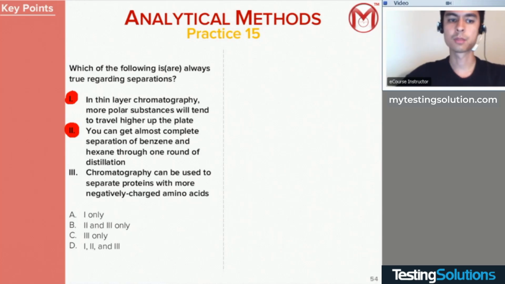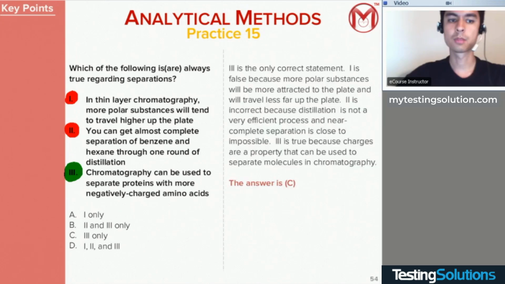3, chromatography can be used to separate proteins with more negatively charged amino acids. Yes, we can separate things based on charge. So that one's good. Okay, so answer here is 3 only, or C.